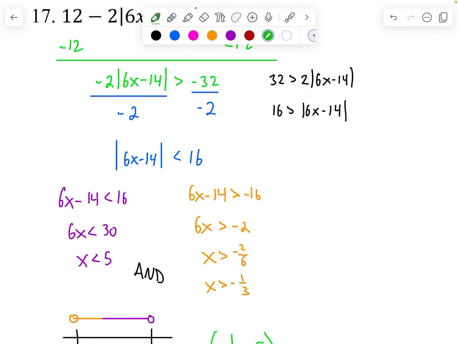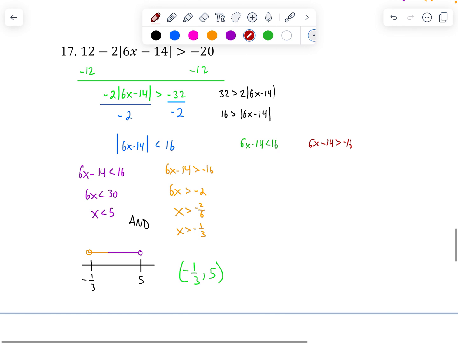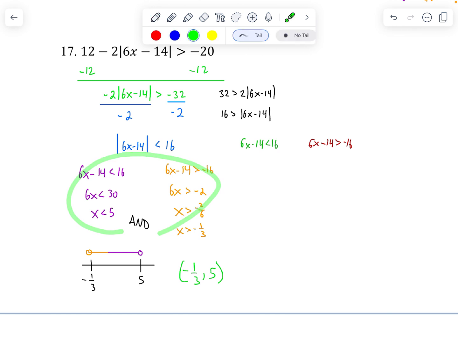So we can do 6x minus 14 is less than 16. And that just means to the right. And you can do 6x minus 14 is greater than negative 16 to the left on a number line. And then I'll let you figure it out from there. The work overall is similar to this. Actually, once we get to this point, they are exactly the same. So now you can just look at the rest of the work. And that's it.